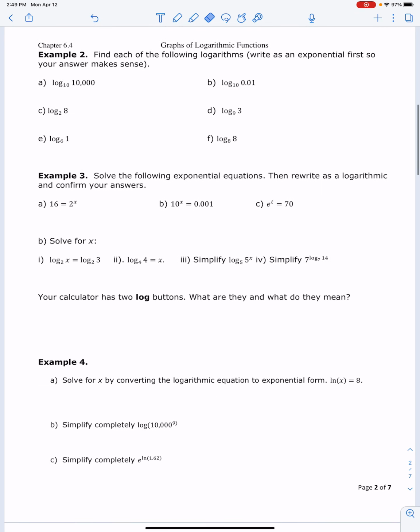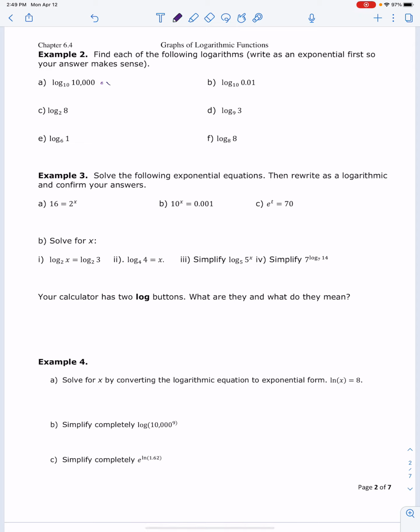This is the 6.3 and 6.4 note, logarithmic functions and graphs. This is page 2. So we're taking a look at example 2. Again, if you are comfortable using the calculator, we can plug this in, but we want to make sure we understand what this means in the context of an exponential.